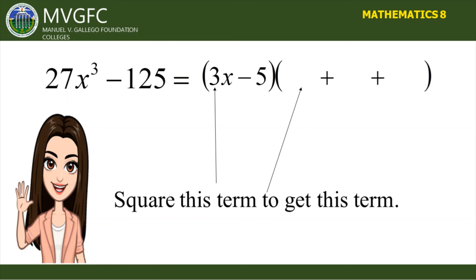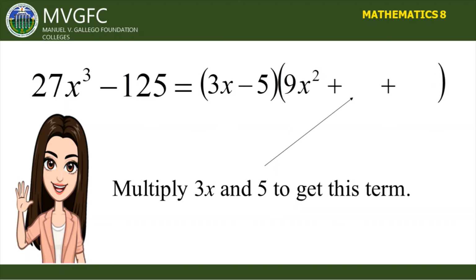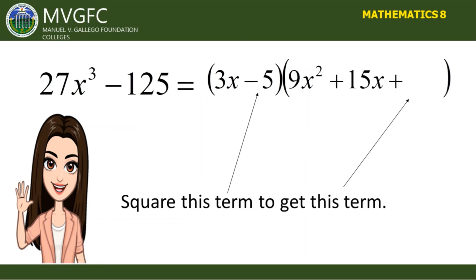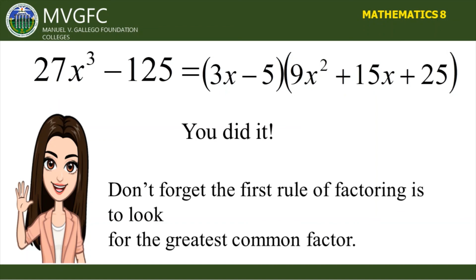Now, the second rule is that we need to square the term, this term 3x, to get this term. So, 3x times 3x is equal to 9x squared. Okay? Next is, we need to multiply the terms in the binomials. You have to multiply 3x and 5. So, 3x times 5 is equal to 15x. Okay? Lastly, you need to square 5 to get the last term for the trinomial. And 5 times 5 is equal to 25.